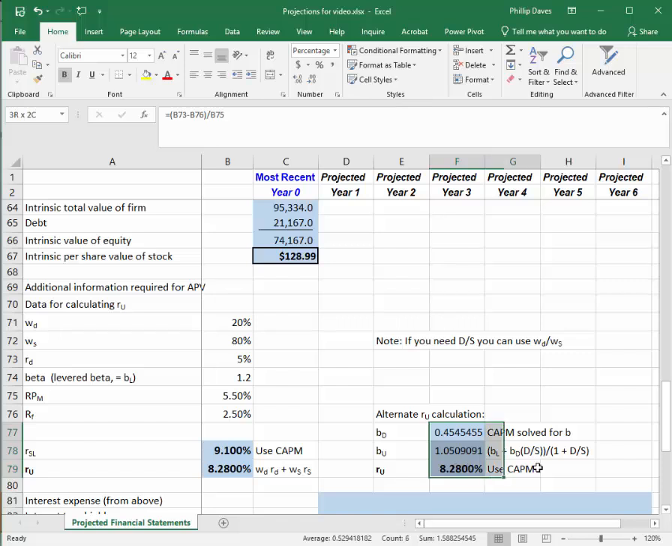While these calculations may look long and involved, they are actually pretty simple. And so if you're trying to implement this, go ahead and implement it this way. And when I ask you to do it on your company, go ahead and just do it this way. All right, so this is our unlevered cost of equity, 8.28%.